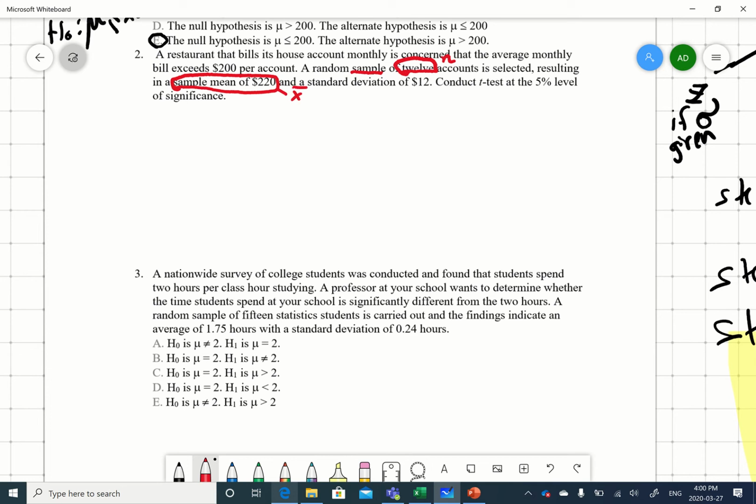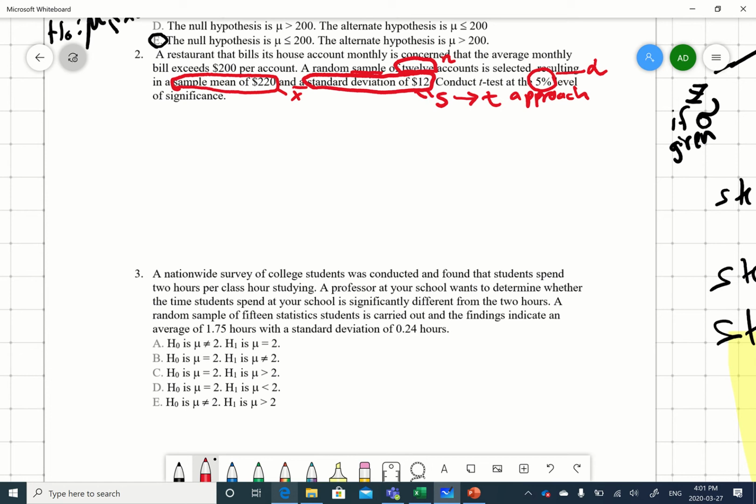That is a clear indication the standard deviation 12 is calculated using your sample. It's not the population standard deviation. This is the sample standard deviation, S. Once you see S, this means the T approach. If you have the sample standard deviation given to you, you have to use the T approach when you run MegaStat. Conduct a t-test at a level of 5% significance. So that's your alpha.